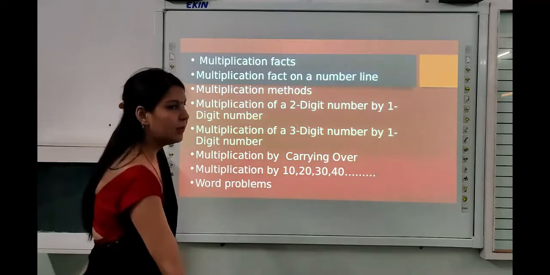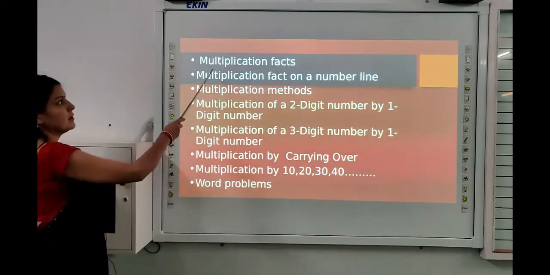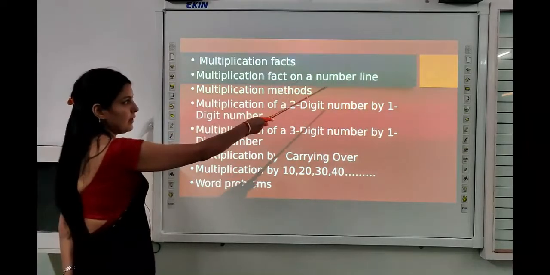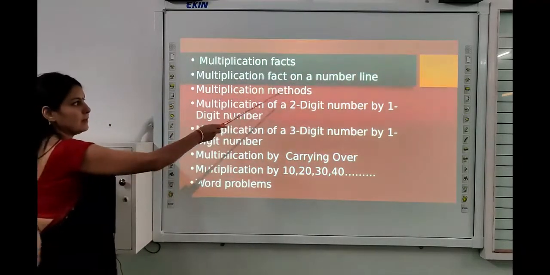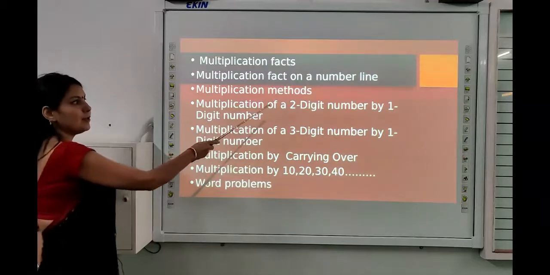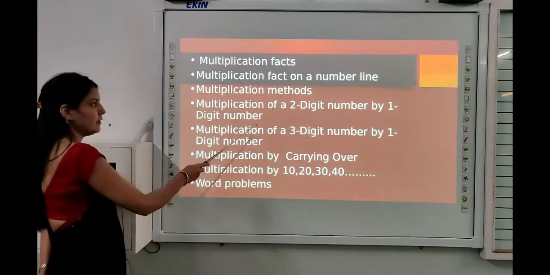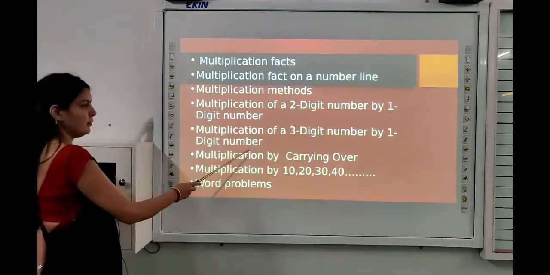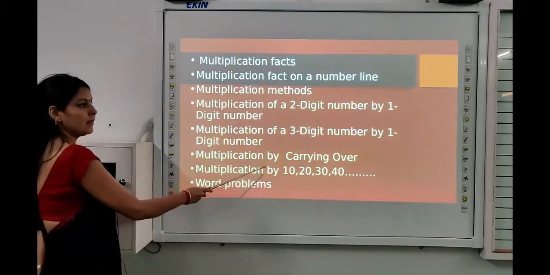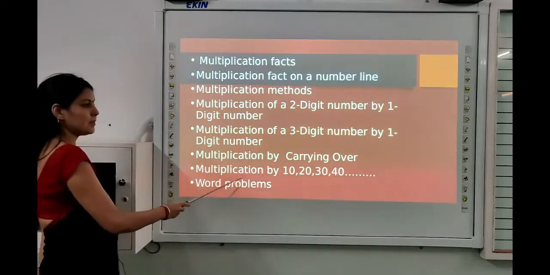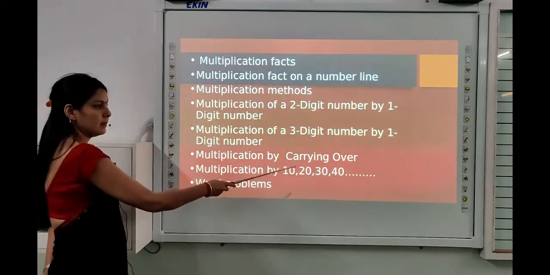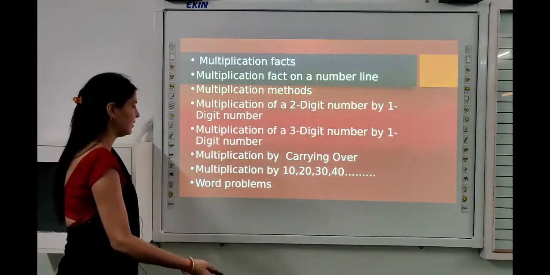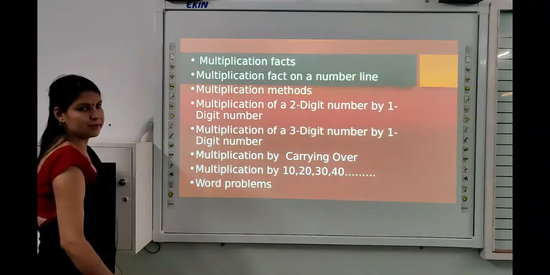In this chapter we will cover these topics: multiplication facts, multiplication fact on a number line, multiplication methods, multiplication of a 2-digit number by 1-digit number, multiplication of 3-digit number by 1-digit number, multiplication by carrying over, multiplication by 10, 20, 30, 40 and so on numbers like 50, 60, 70, and word problems.